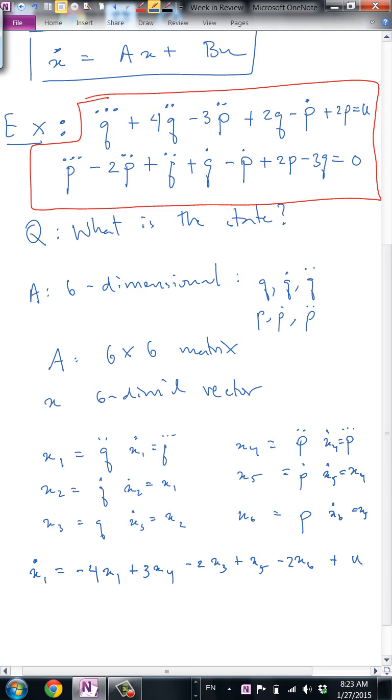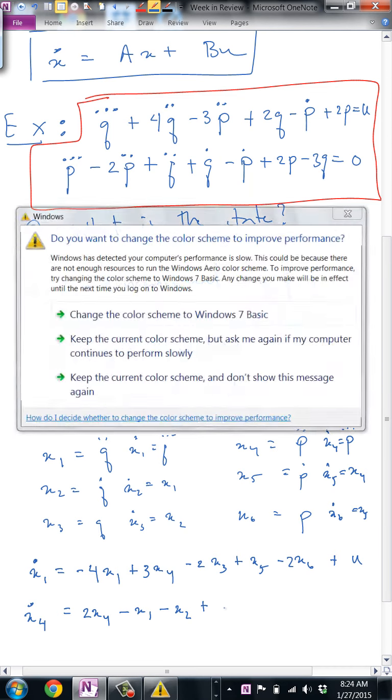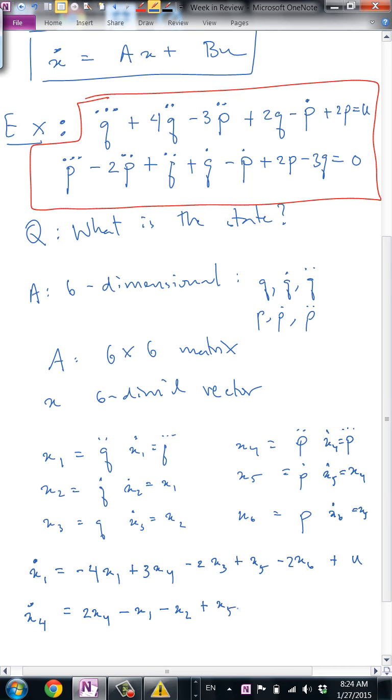And then the second equation is going to be x4 dot is equal to 2p double dot, which is just 2 times x4, minus q double dot, which is x1, minus q dot, which is x2, plus p dot, which is x5, minus 2p, which is x6, plus 3q, which is x3.